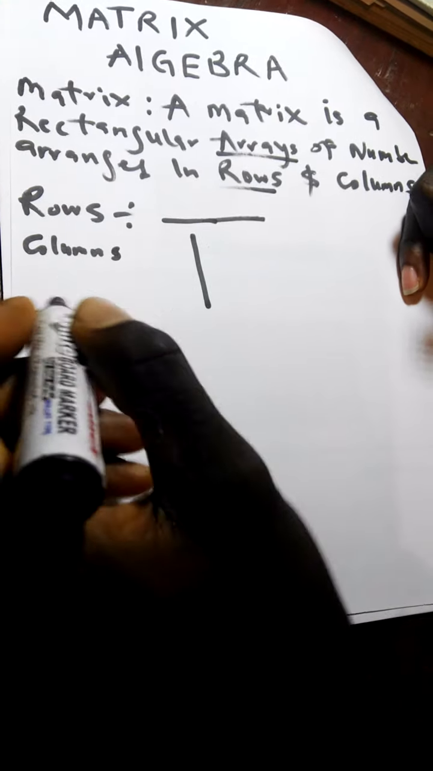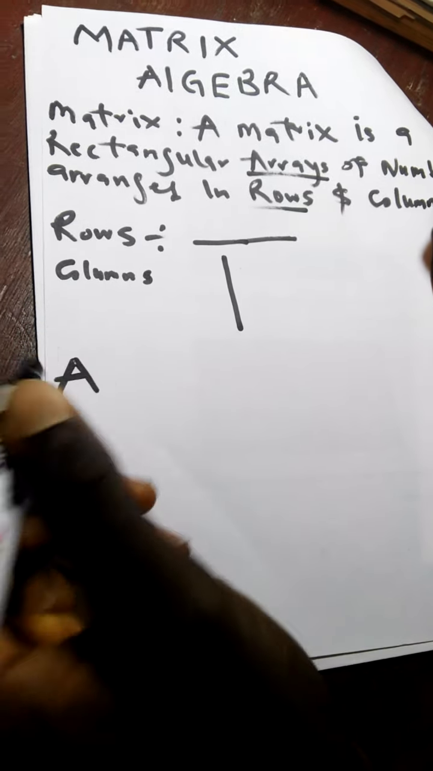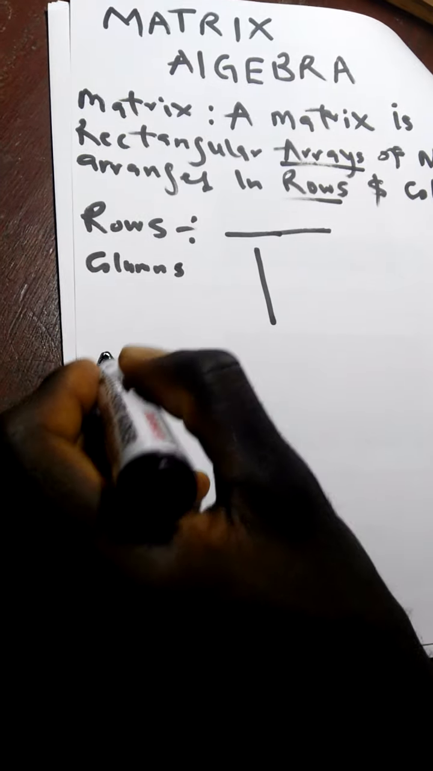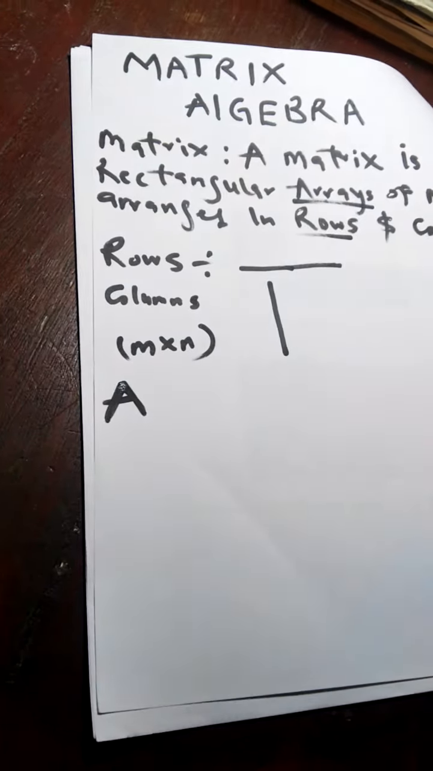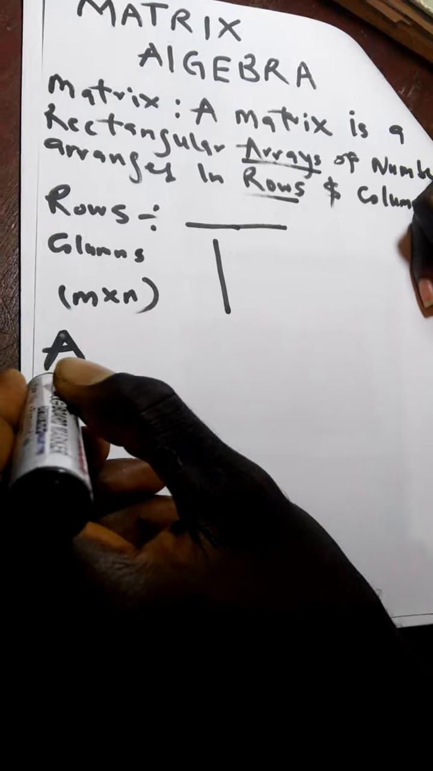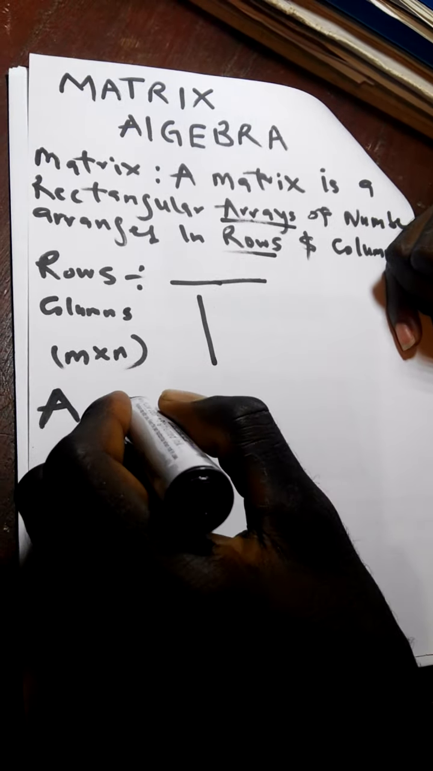Okay, now I want to give an example of a matrix for it to be clear. A matrix can simply be represented by a bold letter. We can say A. It can be any other letter. It can be B, it can be K. A matrix of order m times n can simply be represented by a bold letter, which is A. It can be K, it can be alpha, it can be beta. So you choose any one for yourself.